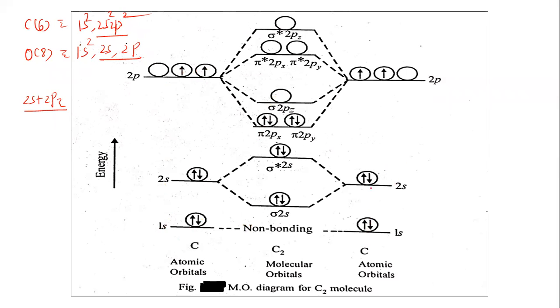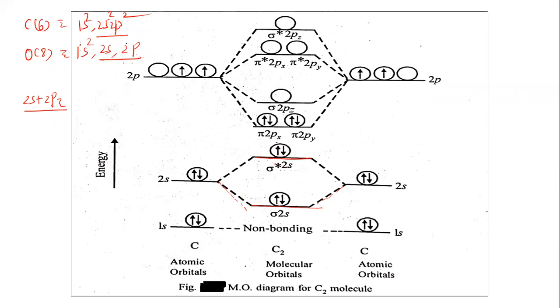Similarly, on this side, atomic orbitals of carbon. Same, 4 electrons are there in the valence shell. Now, the middle part is molecular orbitals. 1s non-bonding molecular orbitals are formed there. Then you can see here the 2s atomic orbital of one carbon atom overlaps with the 2s atomic orbital of the other carbon atom. There is a formation of sigma 2s and sigma star 2s.